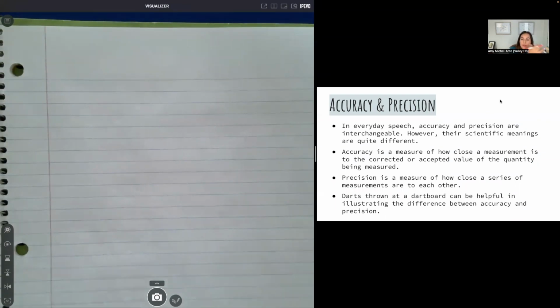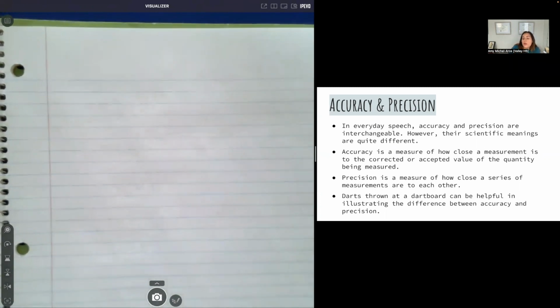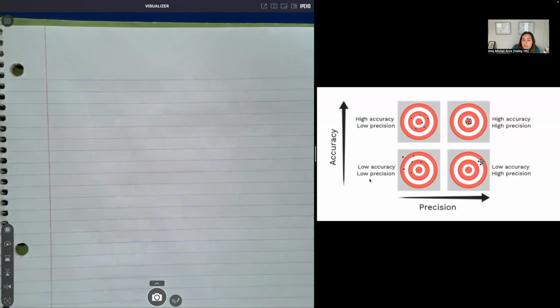Accuracy and precision. So in everyday speech, we tend to use these as if they mean the same thing, but in scientific meanings, they're very different. Accuracy is a measure of how close the measurement is to the correct or accepted value. And precision is how close a series of measurements are to each other. So darts thrown at a dartboard can be helpful for illustrating this idea. So here on the low end of precision, the darts are very far away from each other. And then on the high end of precision, they're very close to one another.